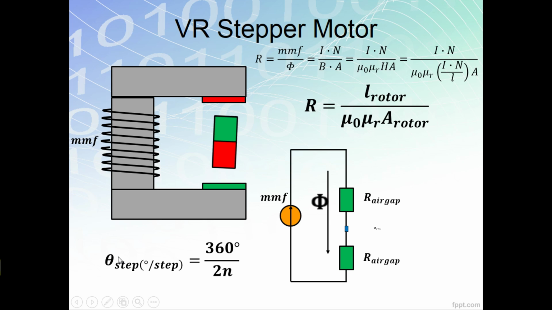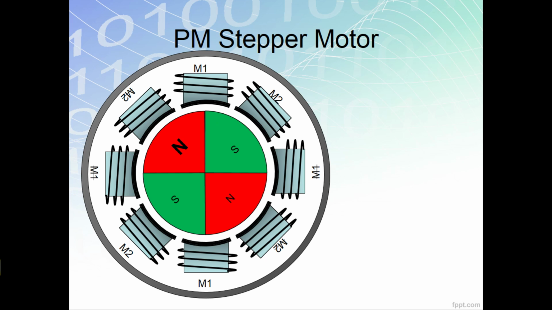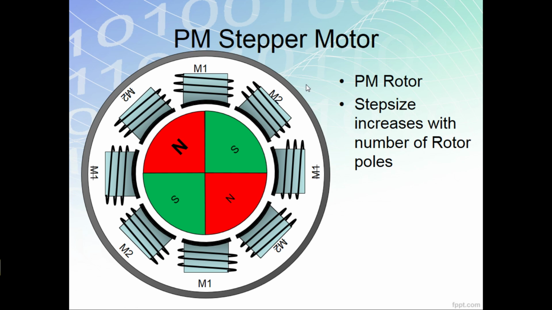So as you can see, the step angle or the step size is equal to 360 degrees divided by 2 multiplied by the number of pole pairs. Next is our permanent magnet stepper motor. The permanent magnet stepper motor, of course, is made from a permanent magnet rotor. The step size increases with the number of rotor poles.